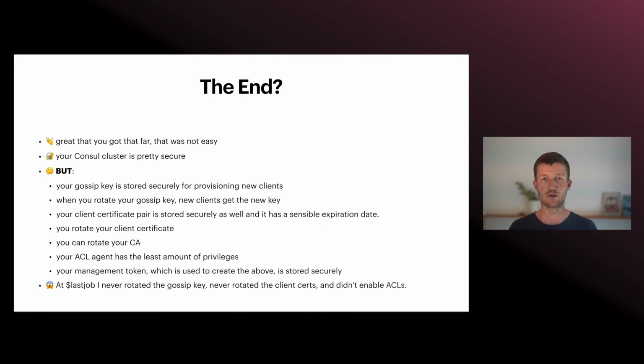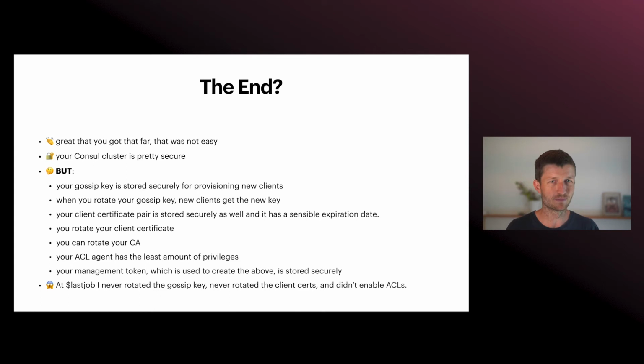And now you learned about all these things, and while talking about it is easy, enabling security is much harder, right? So the transition is, as you can imagine, if you want it to be seamless, it's hard to transition from no ACL to ACLs. It's also hard to transition from no TLS encryption to TLS encryption. There are ways in Consul to do that, to gradually turn it on, but it requires lots of work. Anyways, you did that, and your Consul cluster is pretty secure.